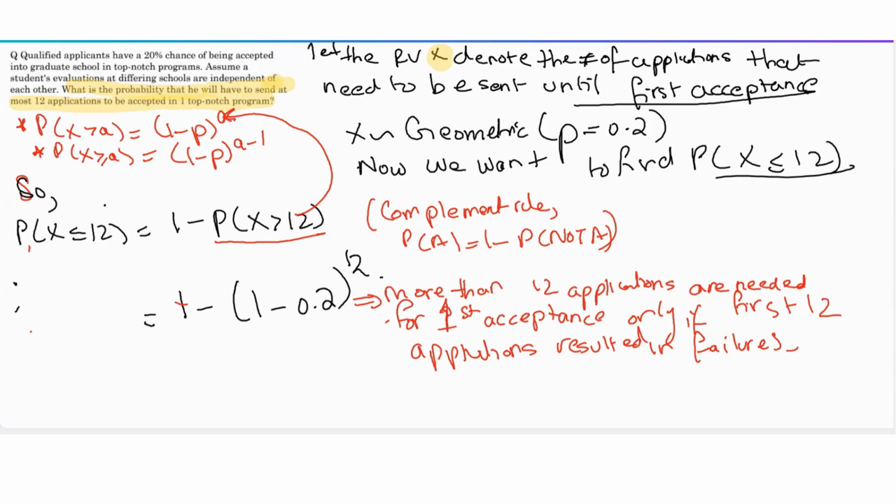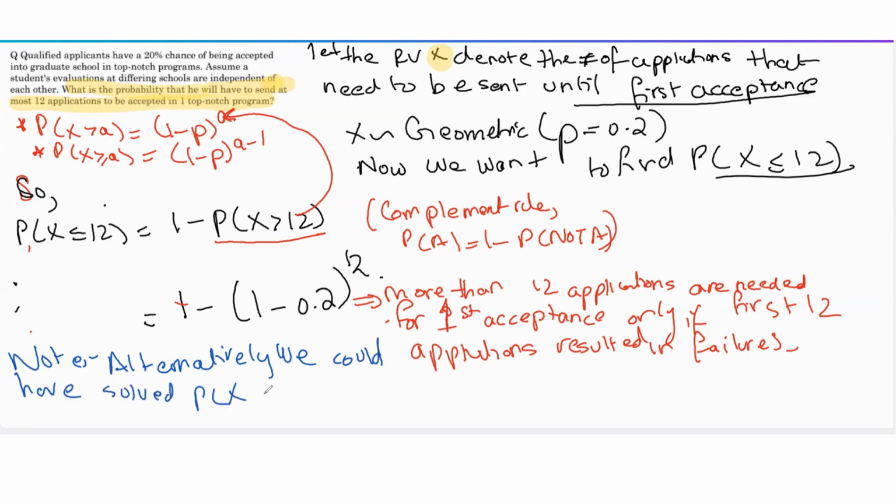Now, there's something that we do want to note here. Alternatively, we could have solved this another way, without using the fact that probability x is greater than a is this, and probability x is greater than or equal to a is this. We could have solved probability x is less than or equal to 12 like this, right? The probability x is less than or equal to 12 is the probability x is 1 plus the probability x is 2, and so on till the probability x is 12, right?